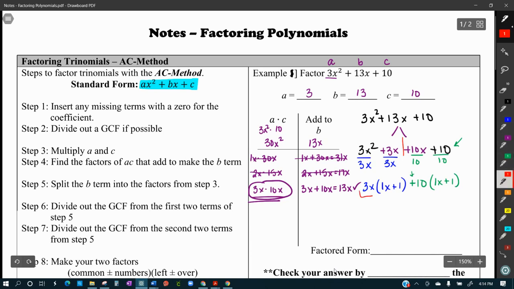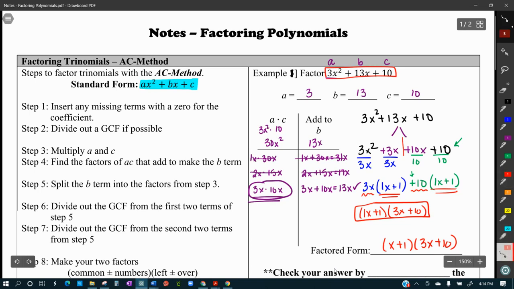Now, let's look at the entire expression as a whole. If you notice, the 2 parentheses are exactly the same. So these 2 parentheses that are the same, that's one of the factors. So 1x plus 1. And then the other factor is made up from the two numbers that are outside. So 3x plus 10. So what we have done is, this is the factored form, x plus 1 and 3x plus 10. That is the factored form of this trinomial at the top.